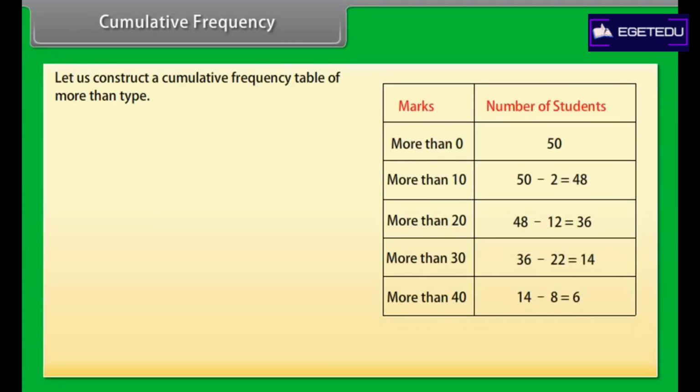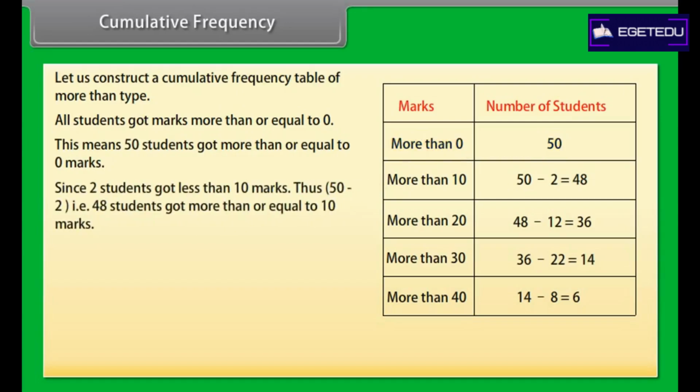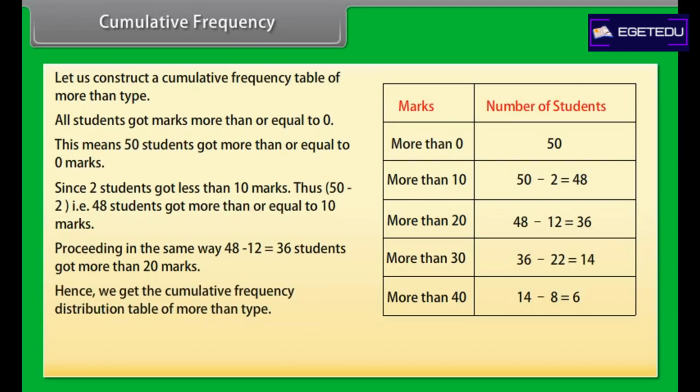Let us know the method of calculating cumulative frequency table of more than type for the above data. Here, all students got marks more than or equal to 0. This means 50 students got more than or equal to 0 marks. Since 2 students got less than 10 marks, thus 50 minus 2, that is 48 students got more than or equal to 10 marks. Proceeding in the same way, 48 minus 12 equals 36 students got more than 20 marks. Hence, we get the cumulative frequency distribution table of more than type.